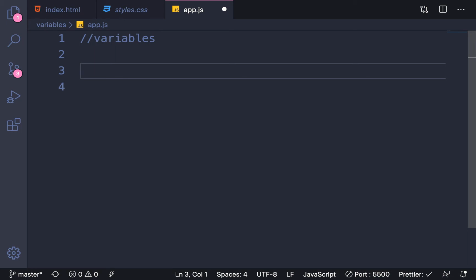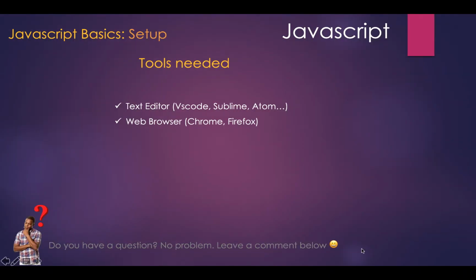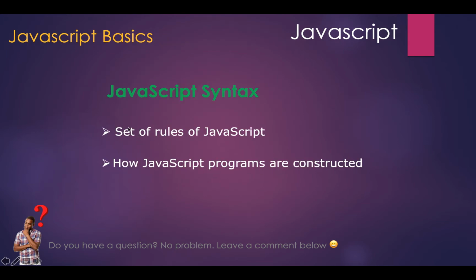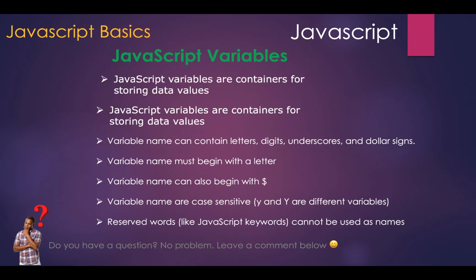A variable is a container. Let me show you, first of all, the syntax. The syntax simply means the rules of JavaScript, how you write JavaScript. JavaScript variables are containers for storing data. A variable is a container in which you store your data. You can take a variable as your cupboard in your room or your desk. You put in your stuff, and anytime you want it, you can take it out. That is what is called a variable.